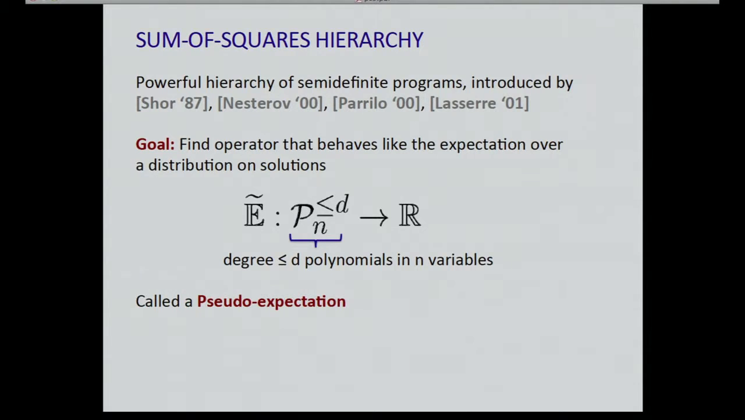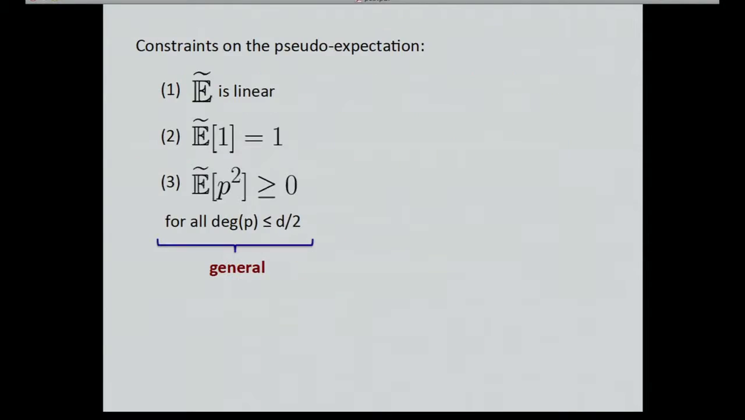What this operator does is it maps any polynomial given to it of degree at most d in n variables to some real value. So you're looking for an operator E tilde called the pseudo-expectation, and the goal is for this operator to behave in a technical sense like it's the expectation over a distribution on solutions. In this case, a distribution on large planted cliques in a graph which we're given. So I'll formalize that later, but this is the intuition behind it. And then I'll show you what are the constraints that we need on E tilde so that it really does behave like it is an expectation.